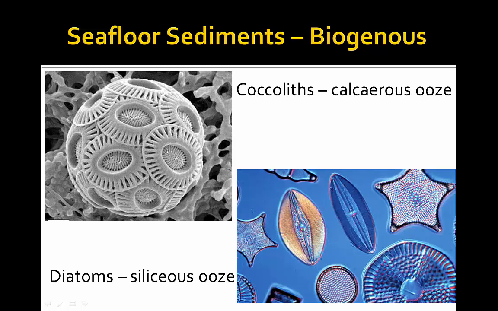Biogenous sediments are the resistant pieces of dead stuff, mainly the skeletons of microscopic animals and algae. There are two types of biogenous sediment that are far more common than others. Calcareous ooze has the composition of calcite and is formed primarily from coccoliths, shown in the upper left. Diatoms in the lower right create siliceous ooze, which has the composition of quartz.